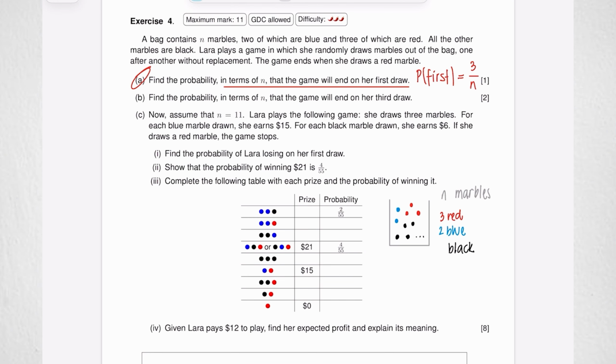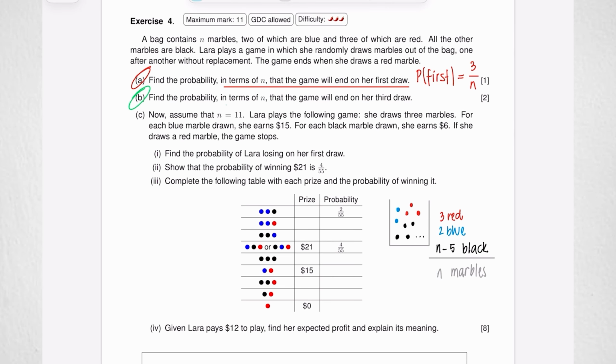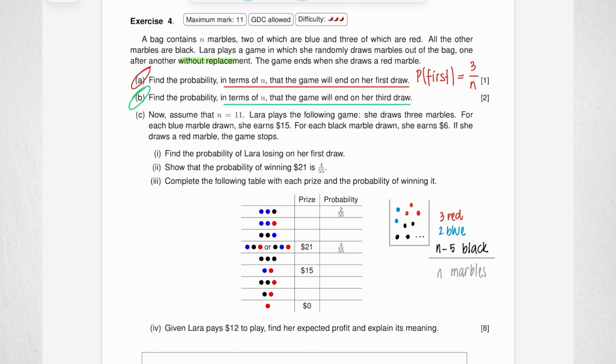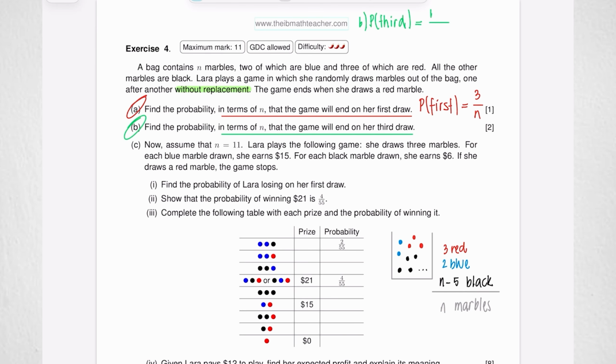Now, how many black marbles do we have? If we have n in total, then this is n minus 5. Notice that if you add all of these numbers, you get n. Now, what is the probability in terms of n that the game will end on the third draw? That means that on the first and on the second, she cannot draw a red marble, which means, and considering the fact that there's no replacement, that she has n minus 3 out of n options in the first draw.